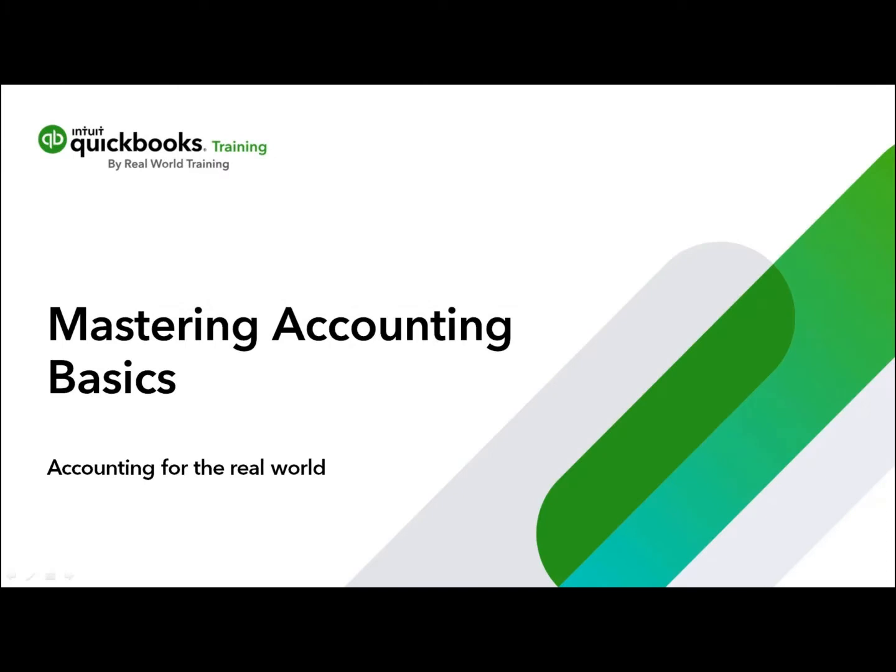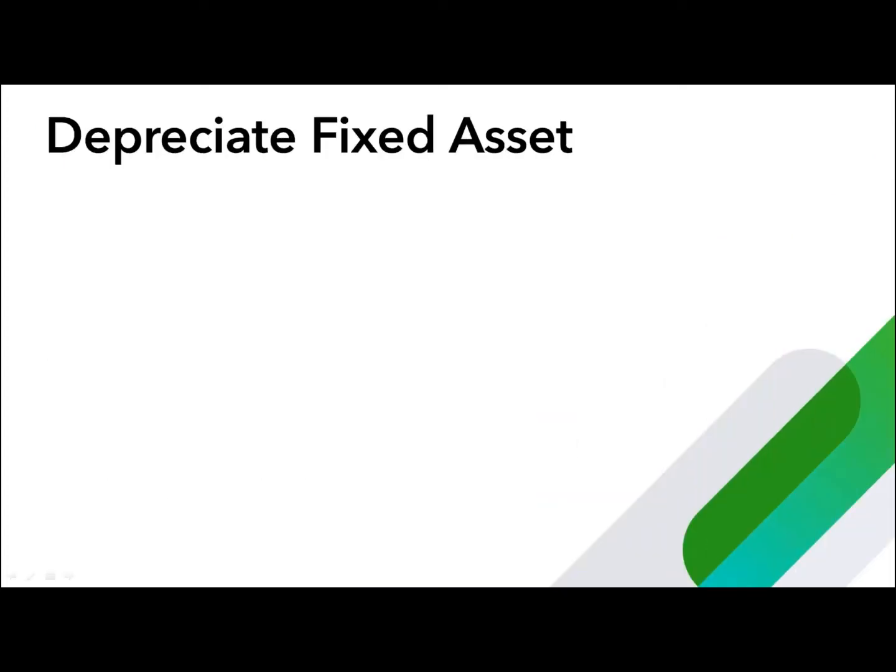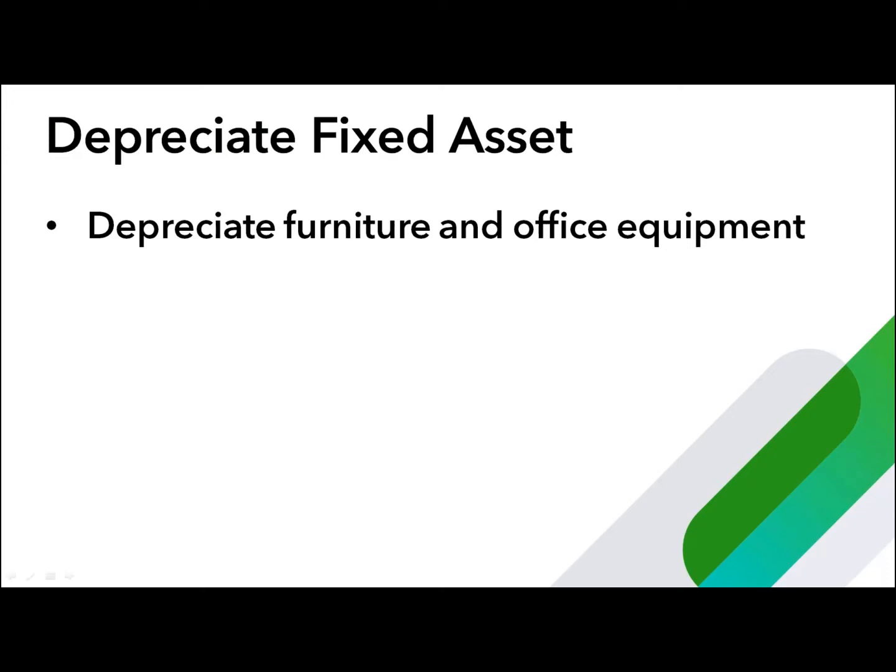During this topic, you learn the accounting for depreciation. For this type of transaction, you enter the debits and credits using the Make General Journal Entries window. First, let's talk about depreciating a fixed asset. Fixed assets include furniture and equipment. These assets last more than 1 year.